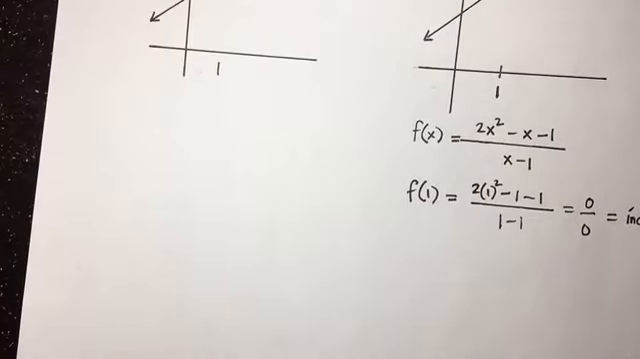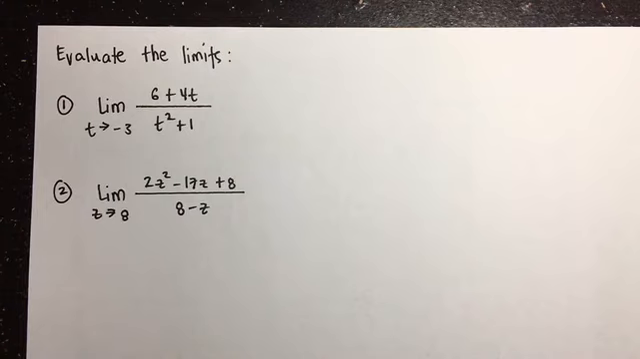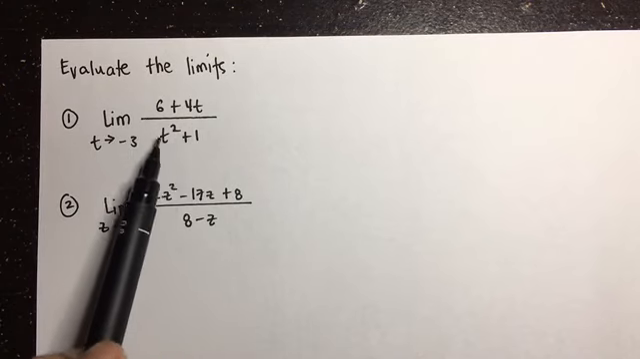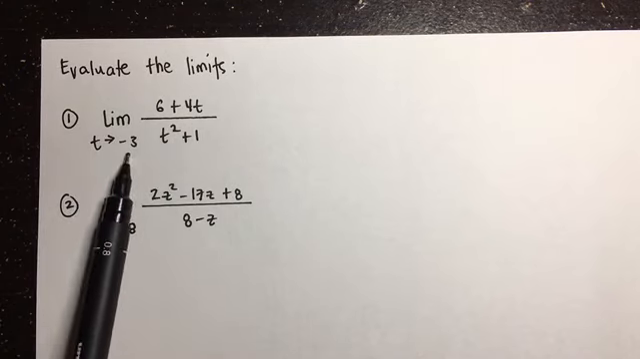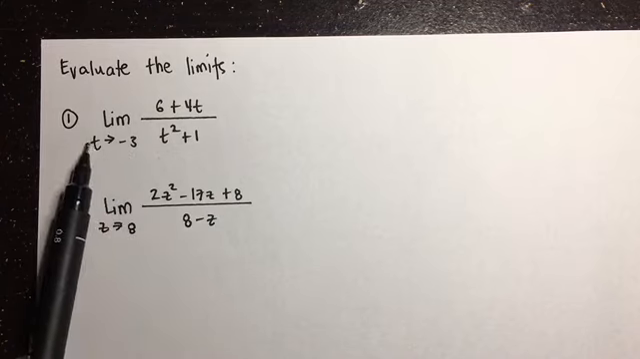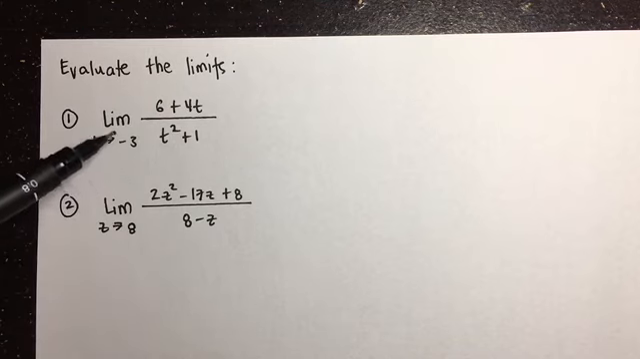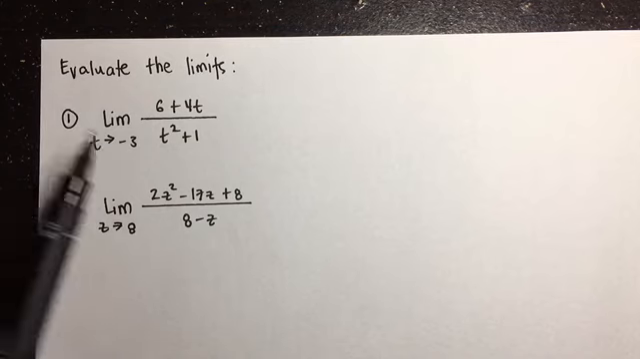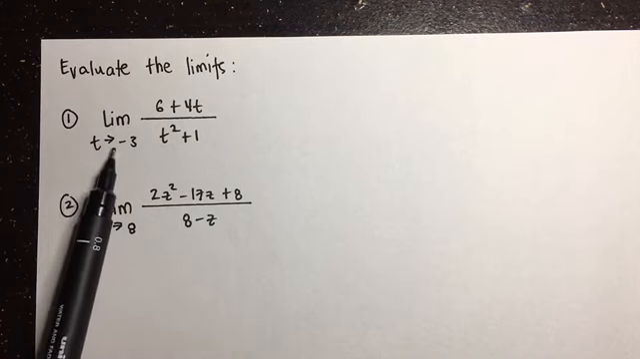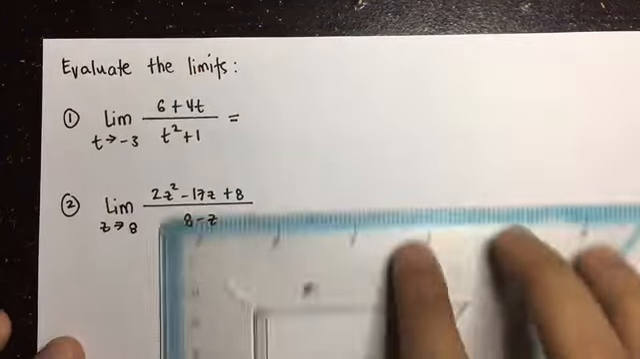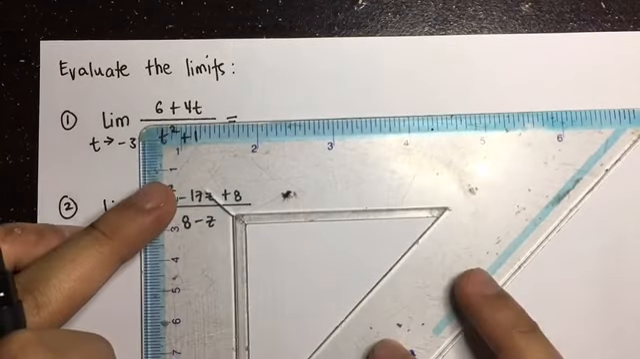So let's solve some problems. Let us solve these two examples, and we'll add one more later maybe. Number 1: evaluate the limit of (6 plus 4t) over (t squared plus 1) as t approaches negative 3. Although the concepts of functions and limits are different, evaluating limits is similar to evaluating functions. All we need to do is substitute the value that t approaches into the function.